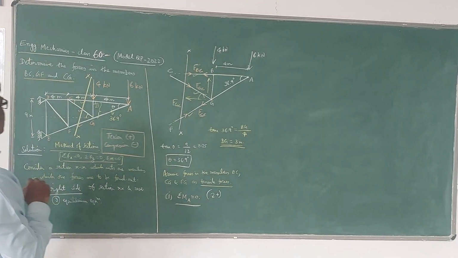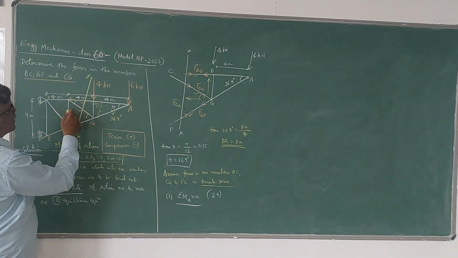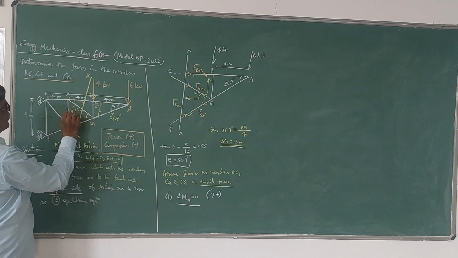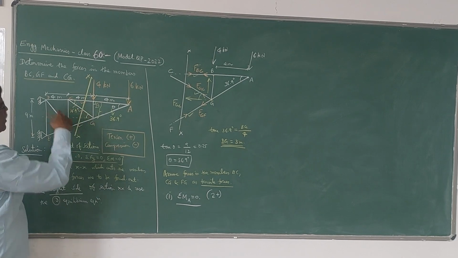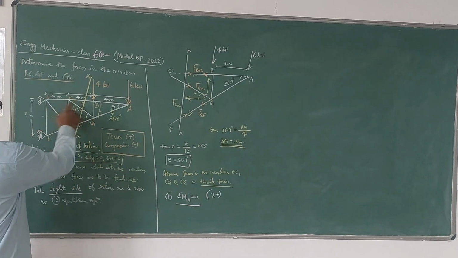Now using that, I think we can find out this angle. So this is 3 by 4. Once again, I think this is 36.9 degrees only. So tan inverse of 3 by 4, that is tan inverse of 0.75. It is 36.9 degrees only.